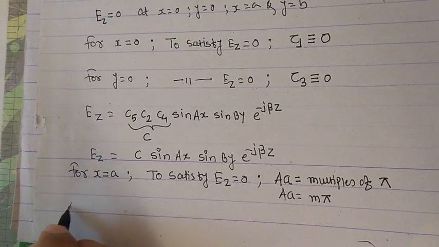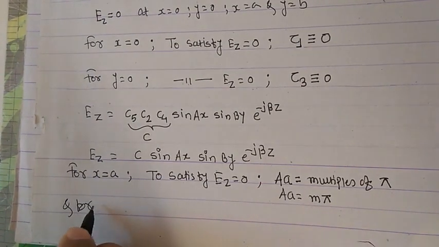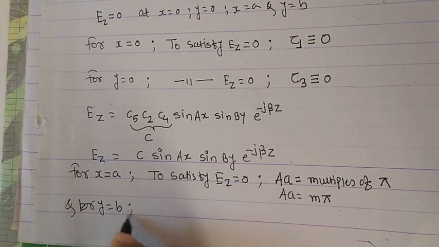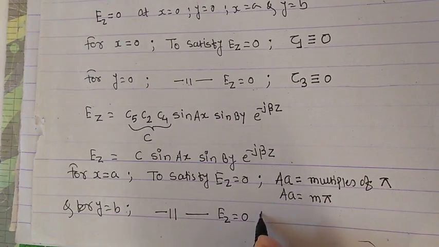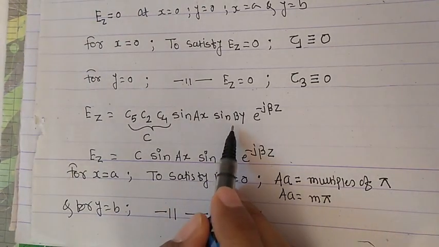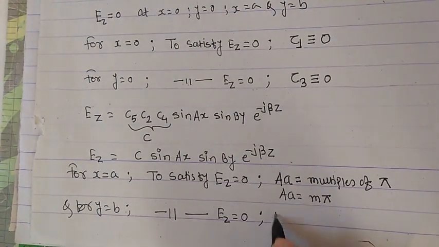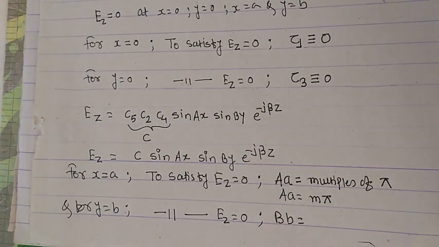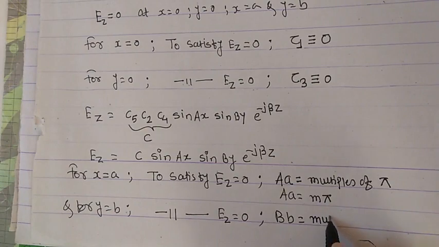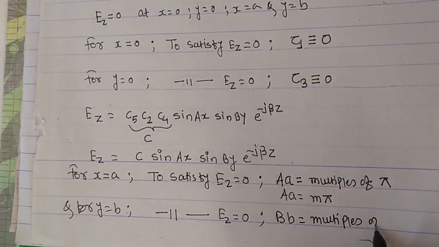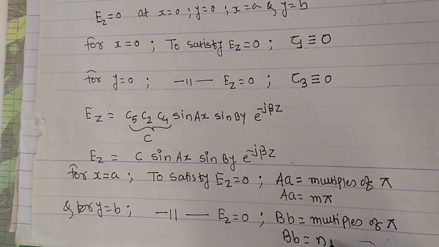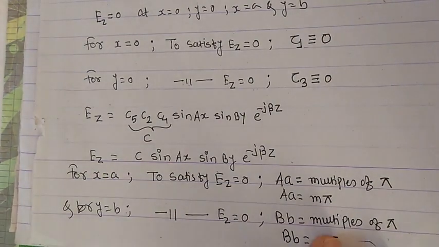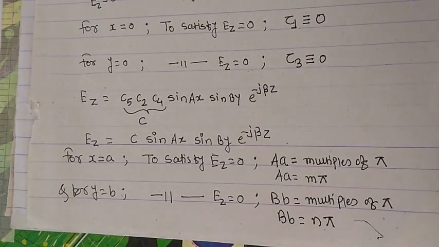For y equal to b, to satisfy Ez equal to 0, what is the solution? Y is b, so your b should again be a multiple of pi, because this is a sine function, which will be 0 at the multiples of pi. So b will be some integer multiple of n pi, where n is 1, 2 and so on: pi, 2 pi, 3 pi and so on, it will be 0.